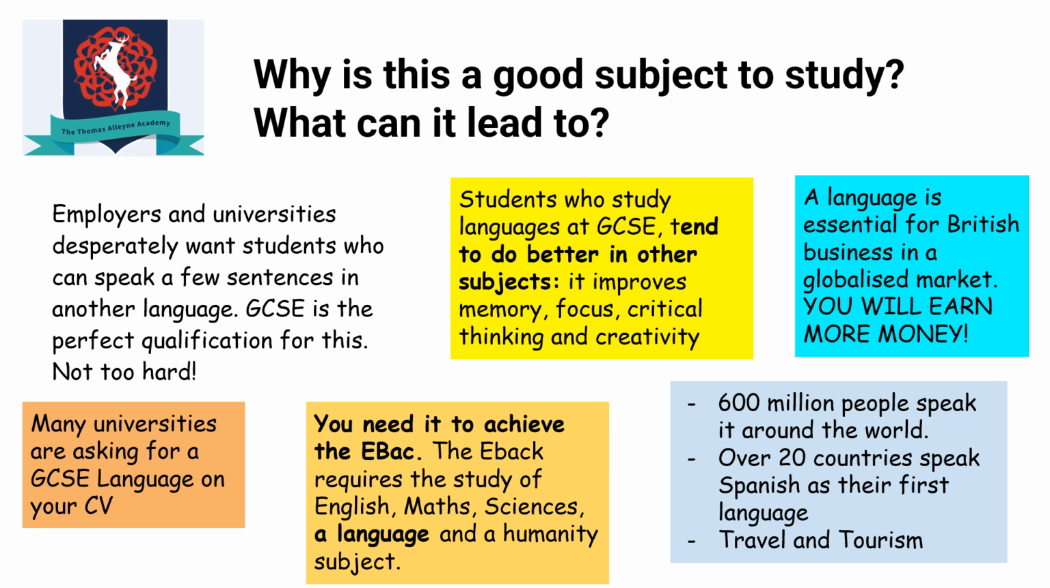And as I said, the government have introduced the so-called e-Bac. What they have said is, for a student to be very, very well-rounded, they need to have an e-Bac. The e-Bac comprises English, Maths, Sciences, a language, and a humanities subject. So you need to have a language in order to be able to say on your CV when you apply for colleges at A level or at university that you have done the e-Bac.